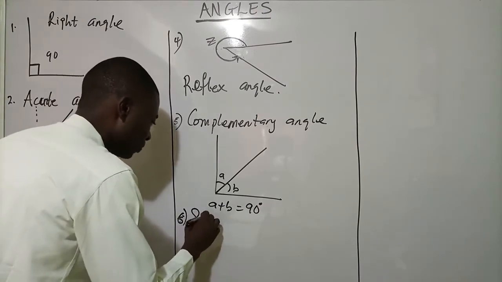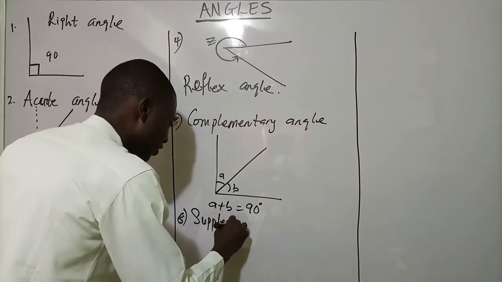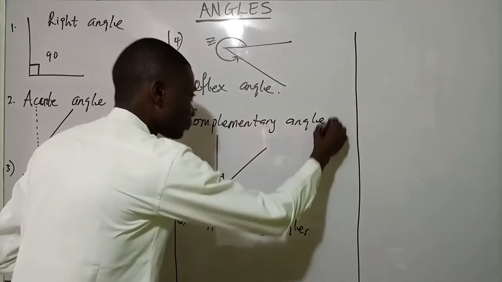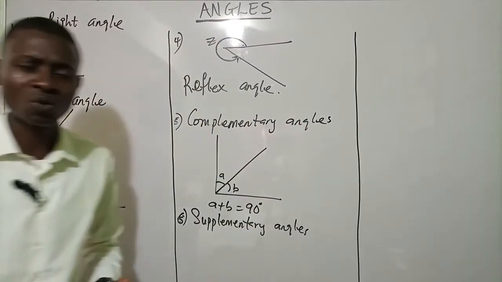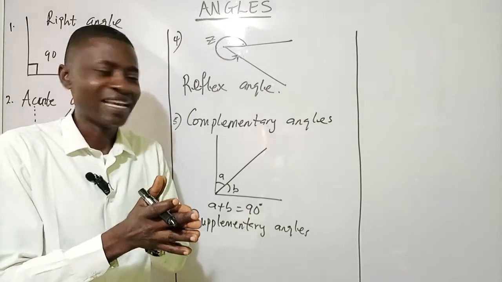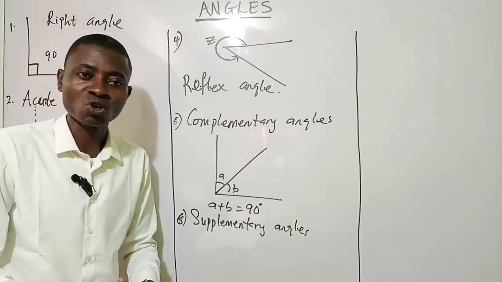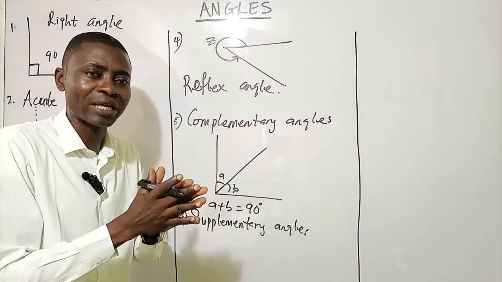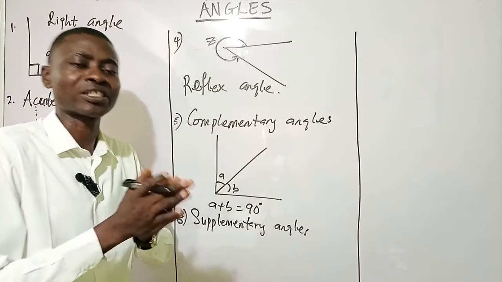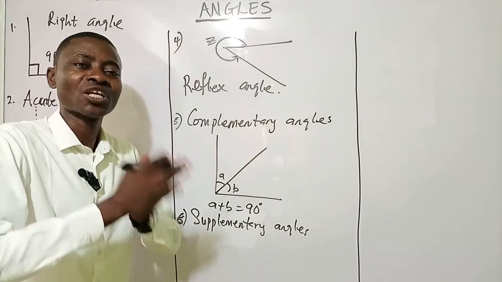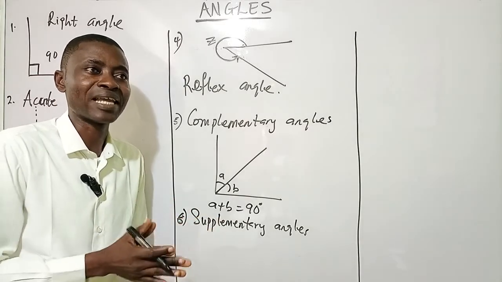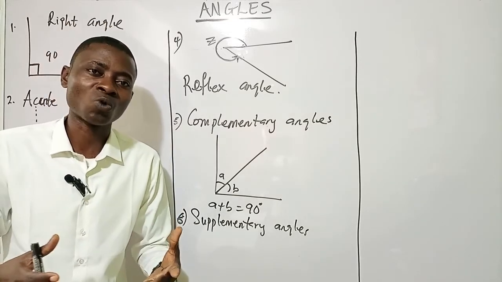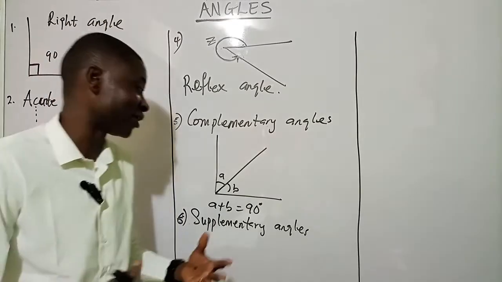Now, apart from complementary angles, we have another angle that is called supplementary angles. Supplementary angles are angles that, when added together, instead of giving us 90 degrees this time, give us 180 degrees. So when two angles are added together and the sum is equal to 180 degrees, such angles are referred to as supplementary angles. We've seen this in an exam, whereby you'll be asked, two angles added together to give us 180 degrees is called what angle? Simple. It's called a supplementary angle.